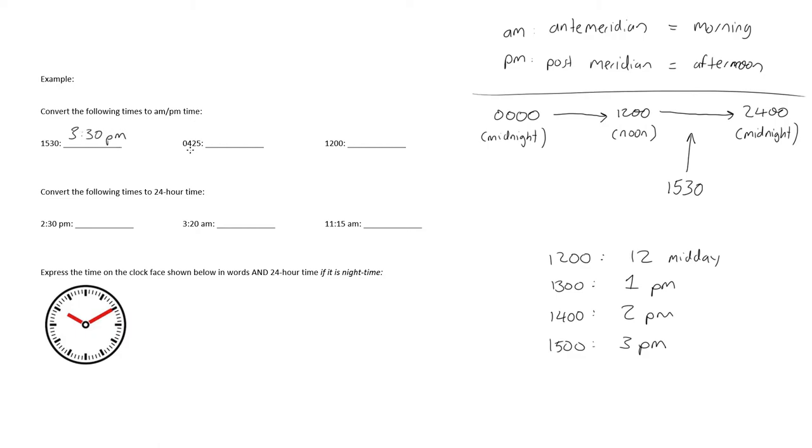Okay, our second one here, 0425, that's going to fit in here somewhere. So 0425, that's between midnight and midday. So how many hours past midnight is it? Well, it's 4 hours past midnight. So it's going to be 4:25, and because it's in the morning, it's going to be a.m. So remember that AM or anti-meridian means the morning.